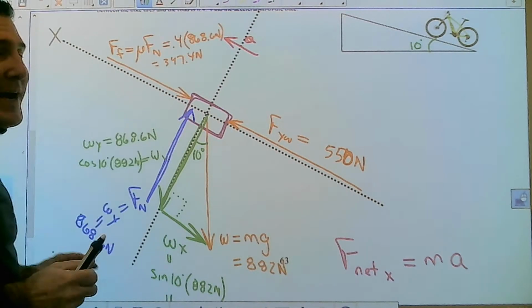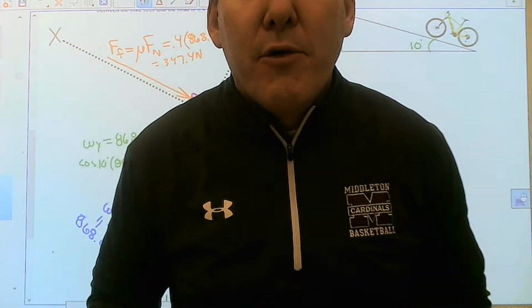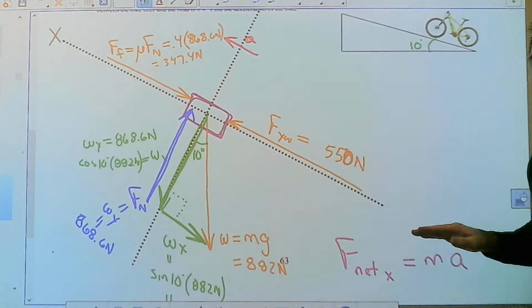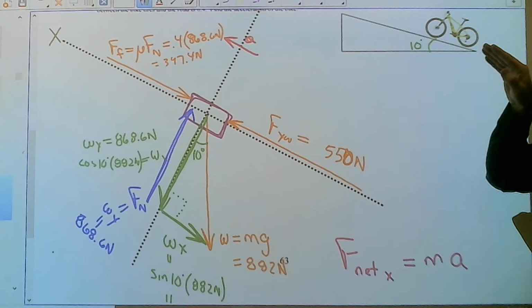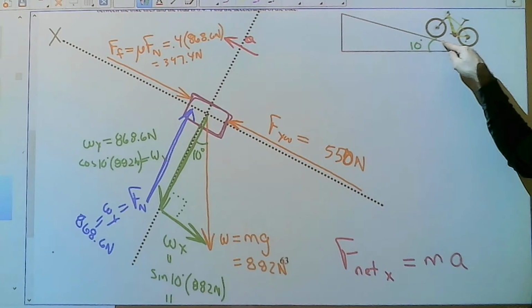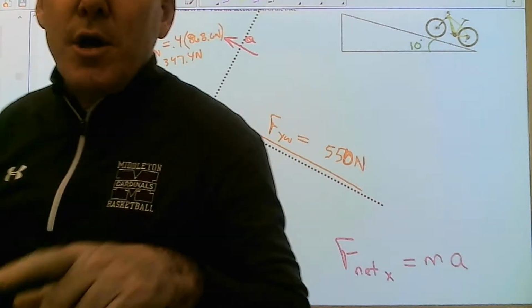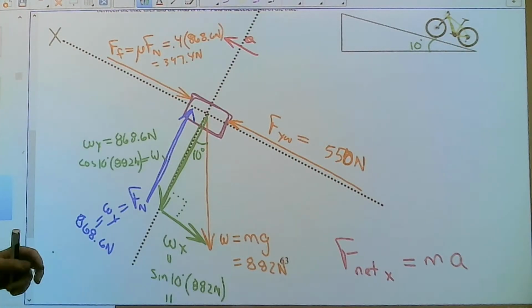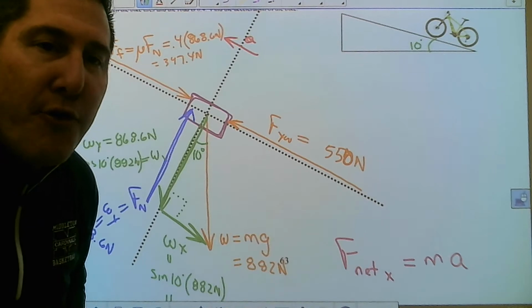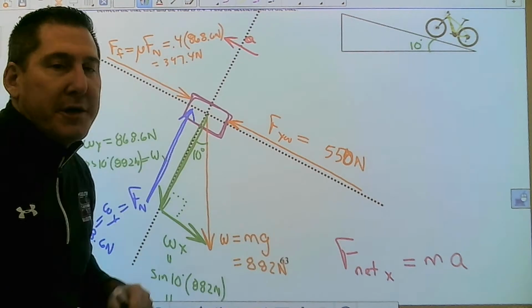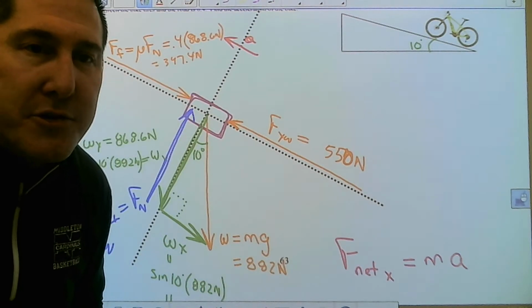Which means of all the vectors, all the forces, all the angles all over the place, I only care about the x ones because it's only accelerating in the x direction. I don't care about anything that's not in the x direction. Quick question for you. How many x forces are there? We got arrows all over the place. How many x vectors are there?